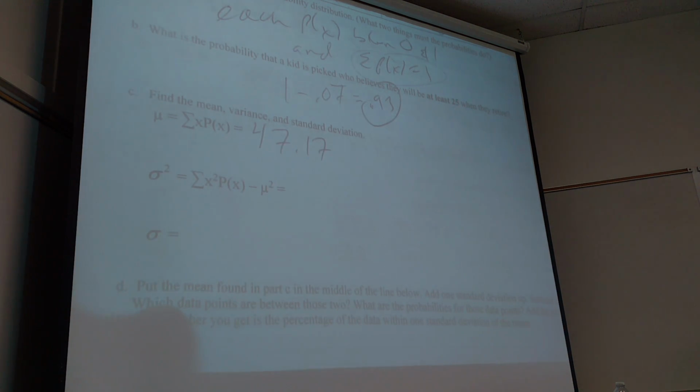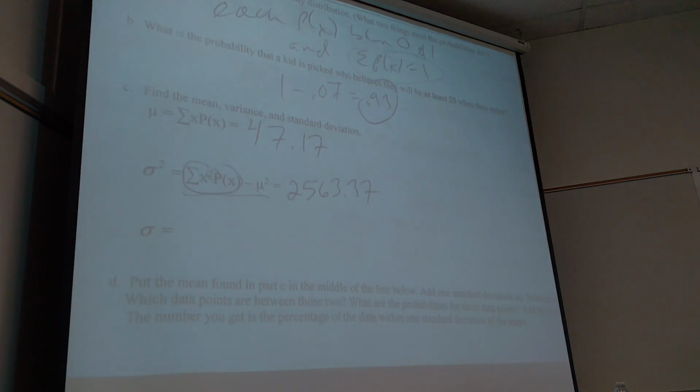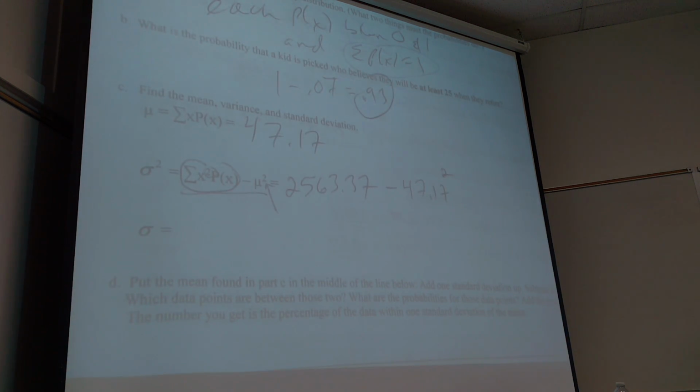Now this one we know already: 47.17. The mistake people make on this is for some reason they square, but the sum of these is 2,563.37. I don't have to square it. It doesn't say to square that sum, it just says put the sum here. Minus what? 47.17. Now that one has to be squared. That's the second thing people mistake. Some people put too many squares in there, and some people don't put enough squares in there.